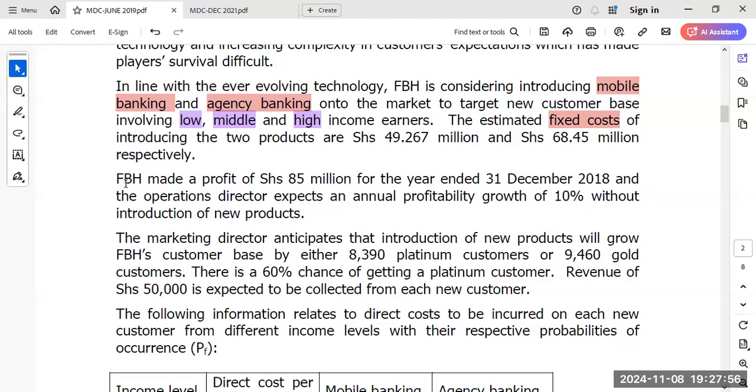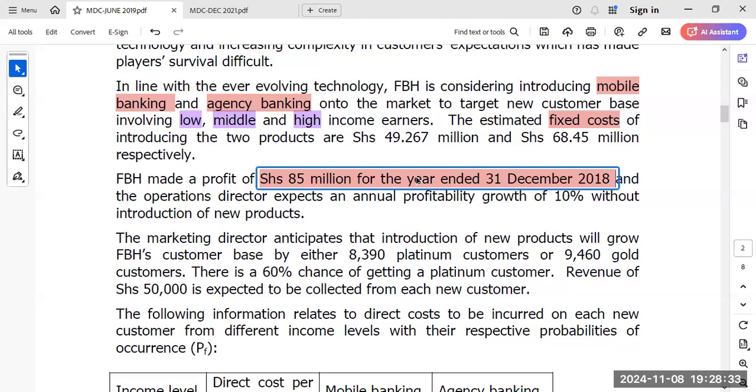Because I want you to appreciate these things. However, the questions you will be doing in your exam may be different, but how do you actually read the case study? It's not simply just reading. You must read as you interpret. So FBH made a profit of shillings 85 million for the year ended 31st December 2018.